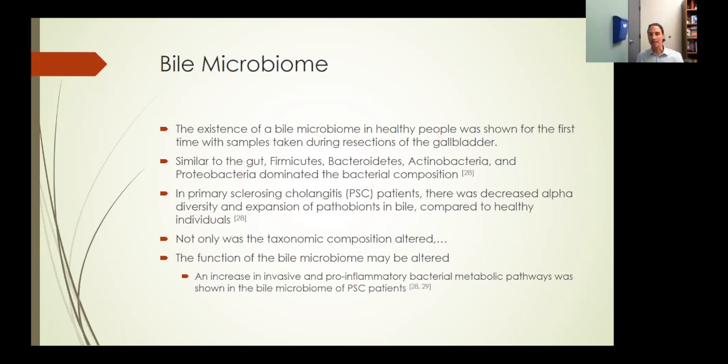Not only was the taxonomic composition, so not only was the diversity altered, but the function of the bile microbiome can be altered. When the bile microbiome is out of balance, the function of the biome itself is also inappropriate. And this leads to an increase in pro-inflammatory bacterial pathways, and this further promotes inflammation and liver disease within the liver.